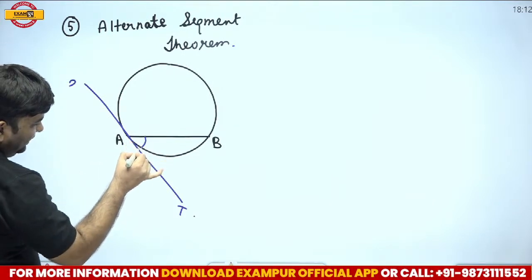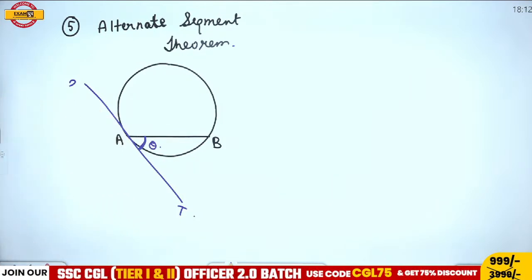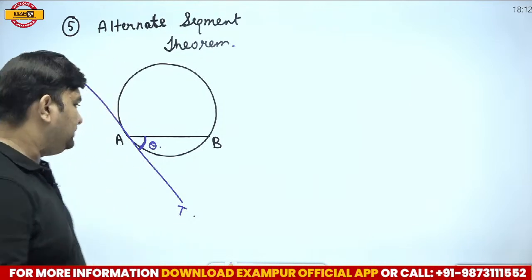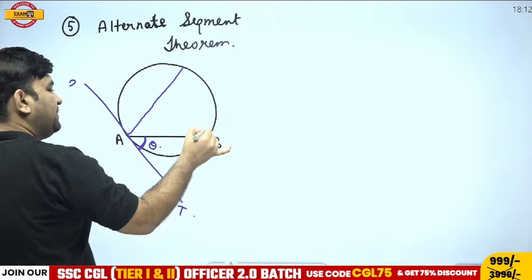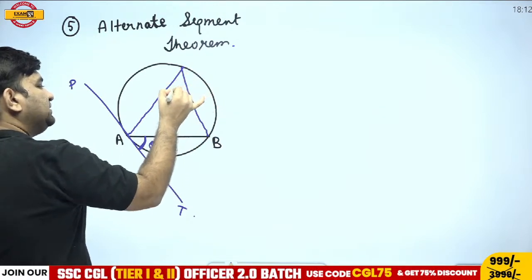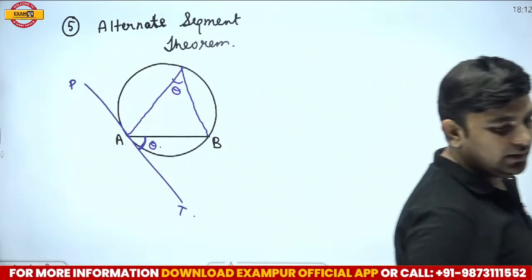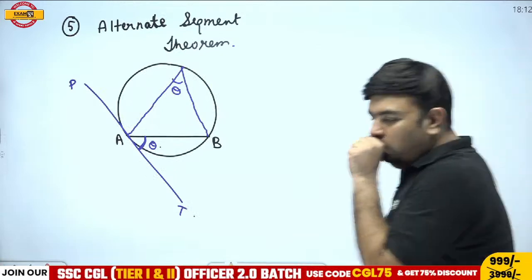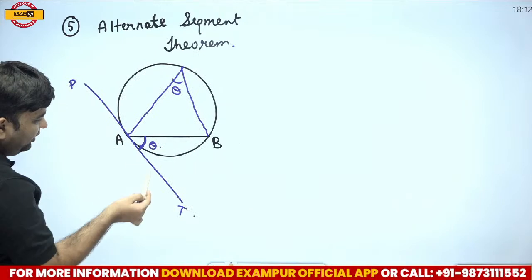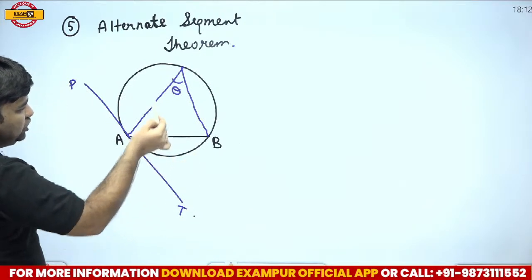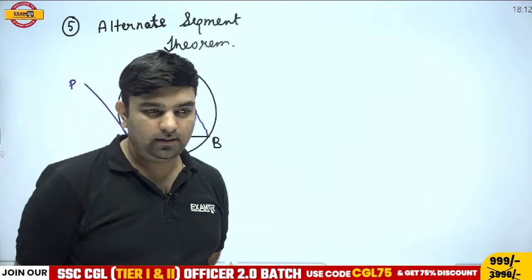If a chord and a tangent subtend theta degree, then this chord is going to subtend the same angle at any other point on the circumference in the major arc. If the angle between a tangent and a chord is theta, then the chord is going to subtend angle theta at any other point in the major arc.